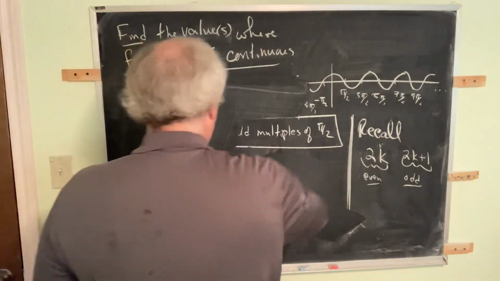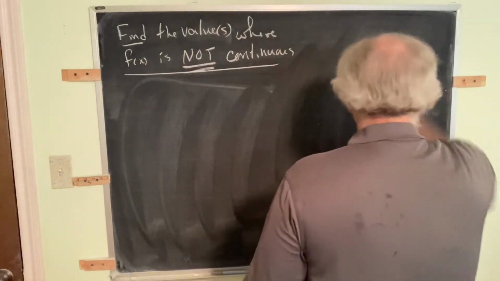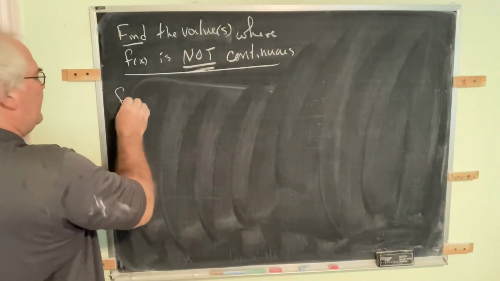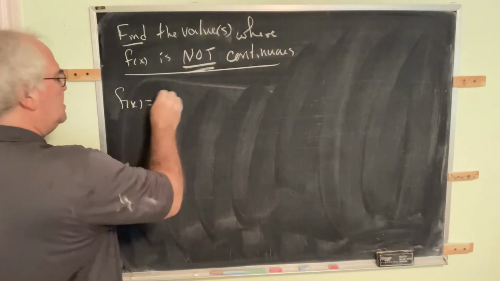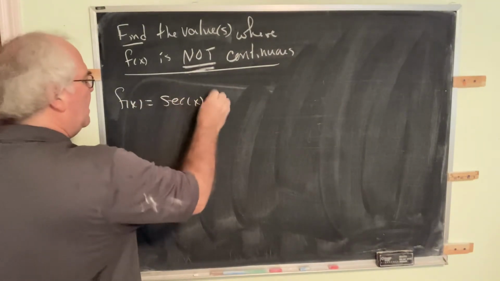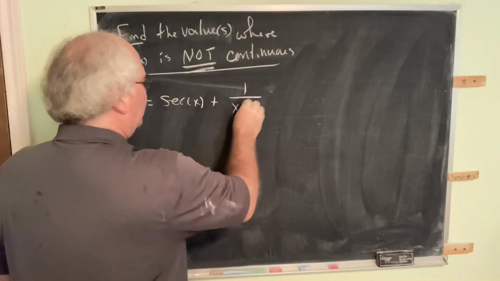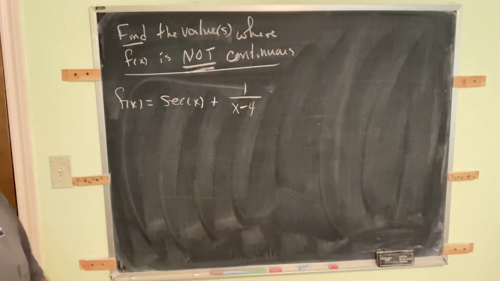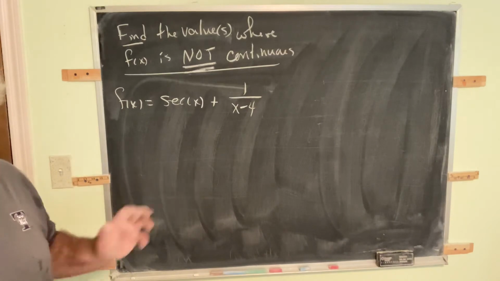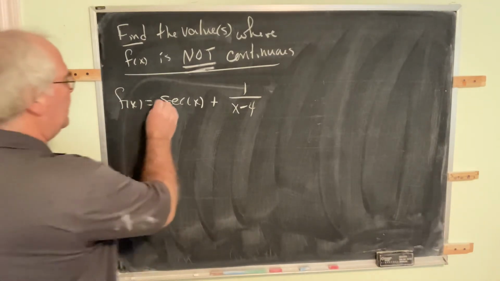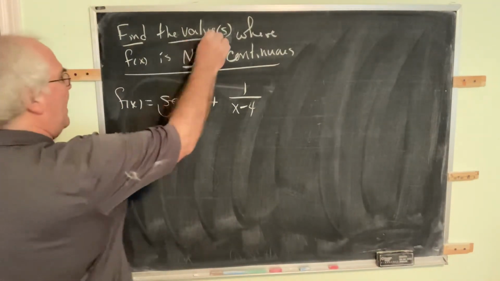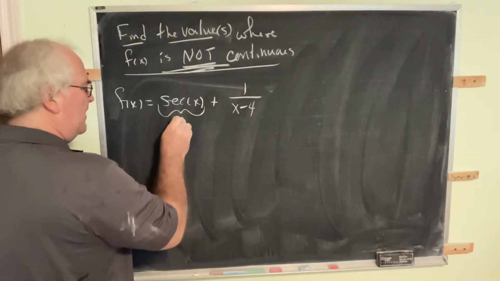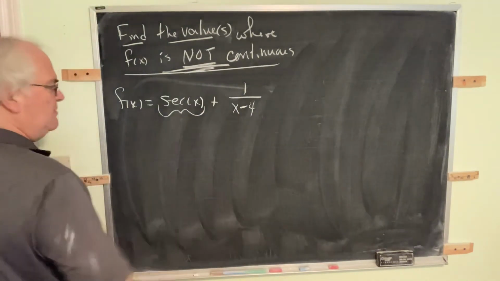Suppose we have f of x is equal to secant of x plus 1 over x minus 4. I'm just pulling this out of the hat. Then you handle each of them separately. We want to find the values where the function is not continuous. Find the values here, find the values here, and put them together.